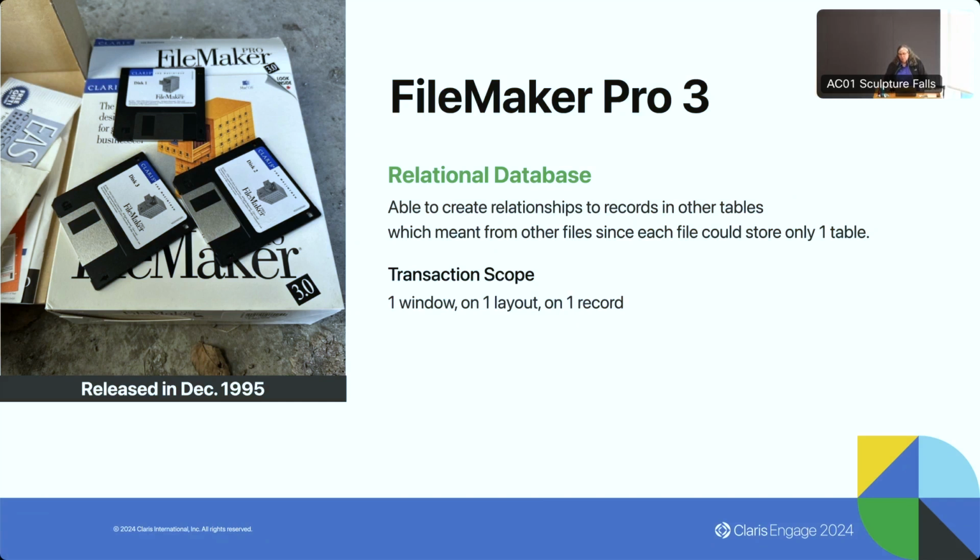But with FileMaker Pro 3, that was the scope of a transaction. One window, at that time we only had one window. One window, one layout, one record. If you flip to another record, it would commit. If you move to a different layout, it would commit. If you went to a different table, it would commit. Okay? So you got that in your head? One window, one layout, one record.